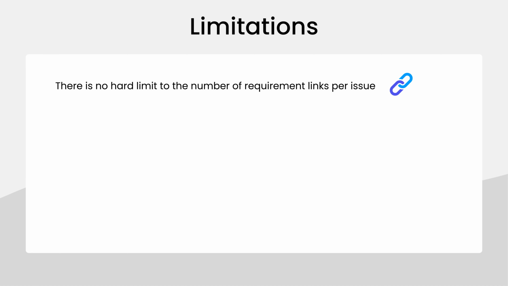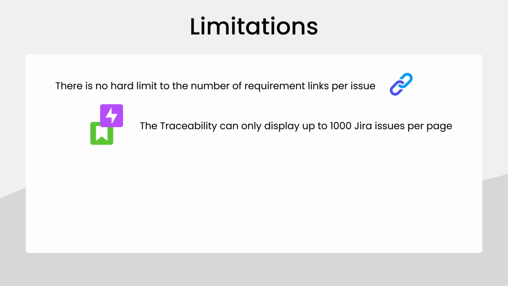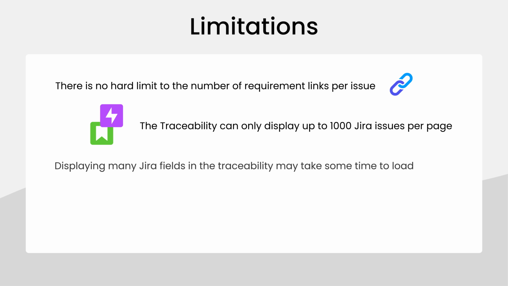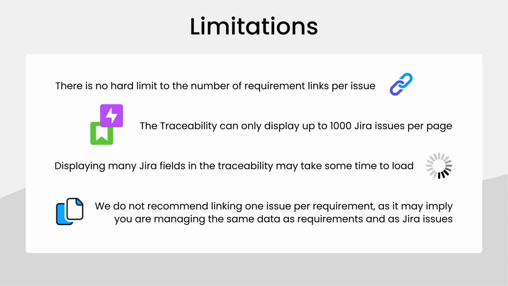About limitations and guidance, we do not have a hard limit to the number of requirement links per issue at this time, but note that the app can only display up to 1,000 Jira issues per page on the traceability matrix. If you have many Jira issues and wish to display many Jira fields, the traceability may also take some time to load as we do not store the data and have to request it from Atlassian. Outside of the technical aspects, we also do not recommend linking one issue per requirement as it may imply you are managing the same data as requirements and as a Jira issue. You will then have trouble keeping them up to date with Confluence en masse.